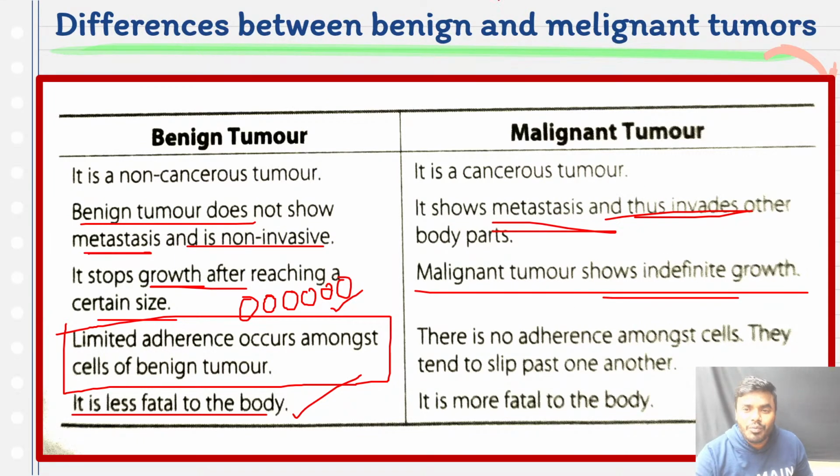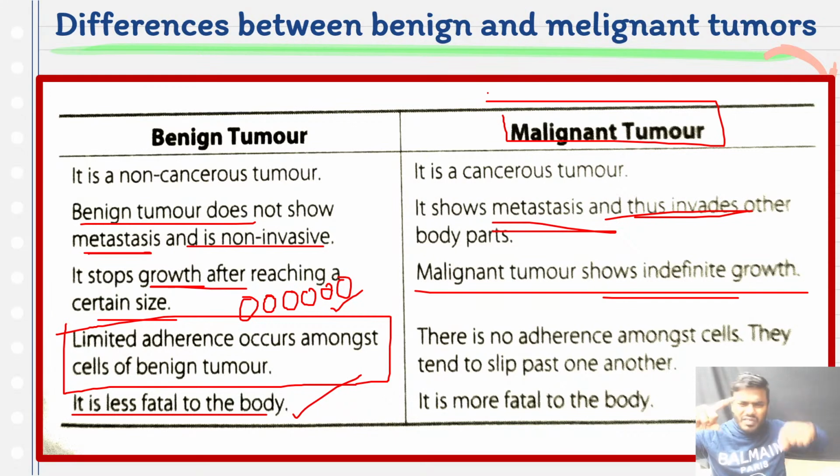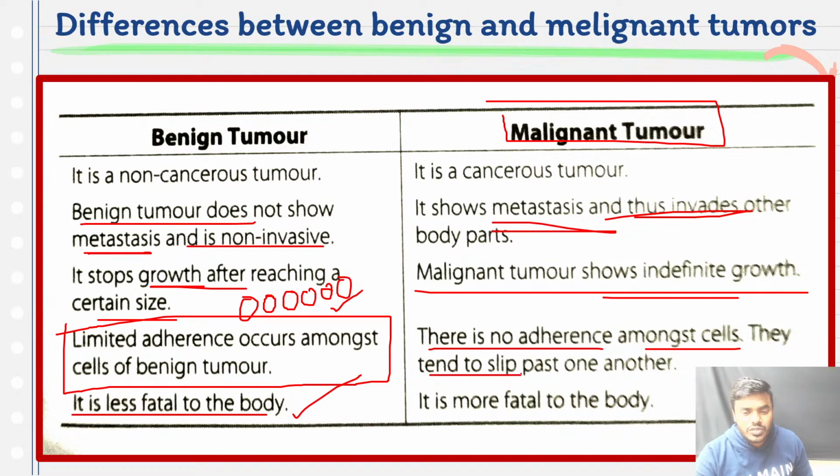And one of the most unique characteristic features of a malignant tumor, every student listen: this is one cancer cell. Two cancer cells never attach, most of the time. When two cancer cells are coming close together to attach, the cancer cell will jump and skip the adherence. Never forget that. There is no adherence amongst the cells. They tend to slip past one another. It's a very important point.